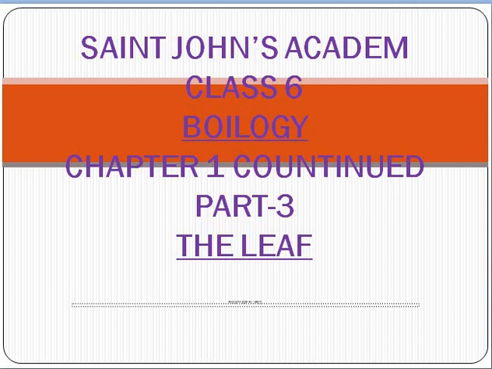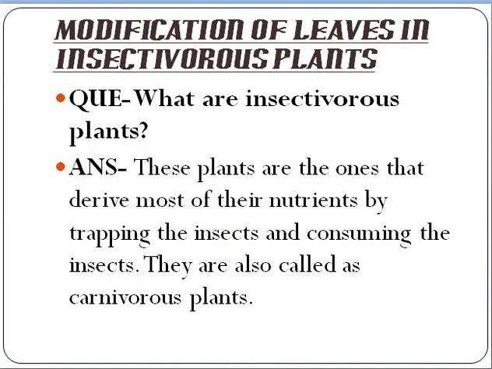So we were on chapter 1. This is the continuation of chapter 1, the leaf. This is the third part of the chapter, as we are studying the chapter in parts. In the previous lesson, we discussed some modifications of leaves, such as leaf tendril, leaf spine and leaf scales. Today we will extend that topic further and study modification of leaves in insectivorous plants.